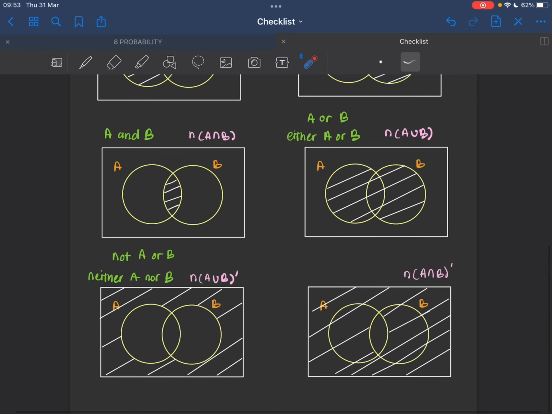Here we have neither nor. Neither nor is everything outside the circle. Langsung tak termasuk circle, so that is your neither nor.